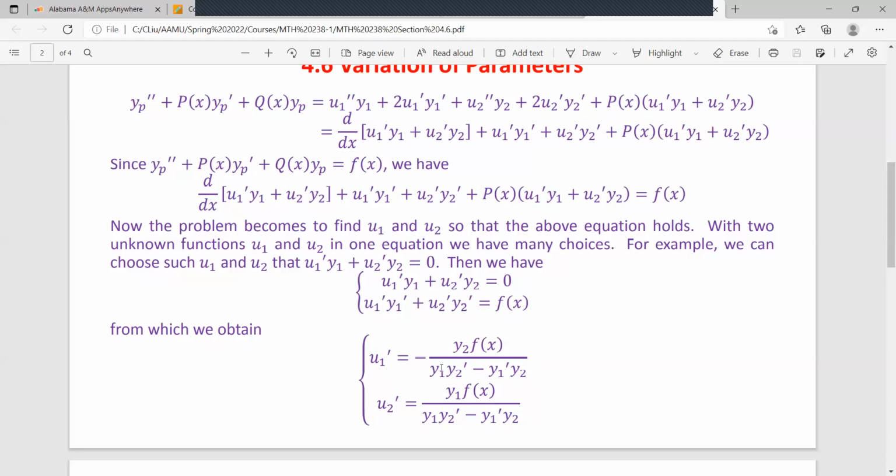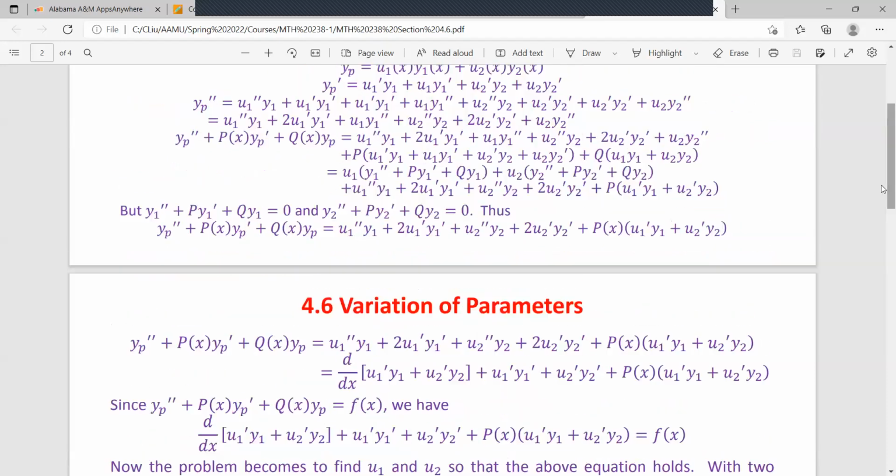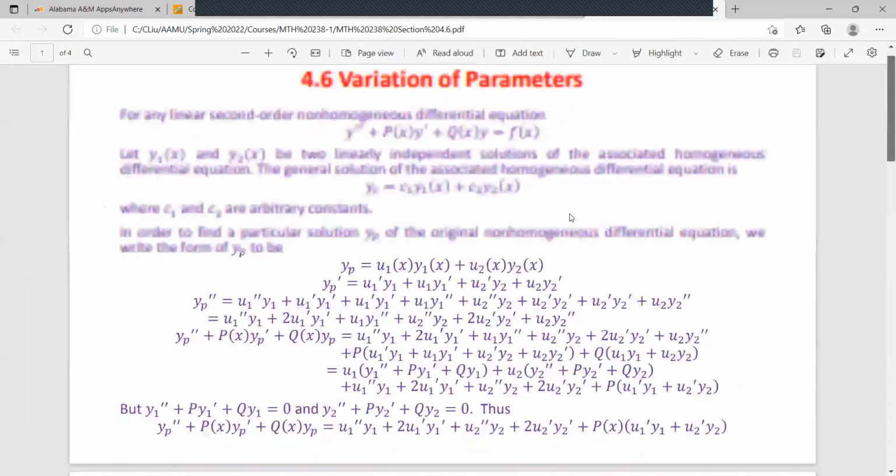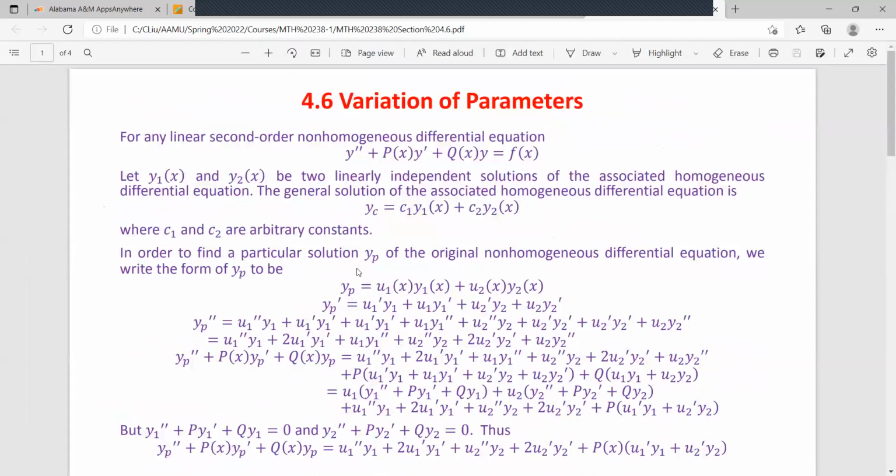Then you can just simply integrate each equation to obtain u1 and u2. Then you just plug back into the original expression for yp. So we solve for u1 and u2, and then y1 and y2 are given, or we can find those easily from the first step. So in this way, we found a particular solution of the non-homogeneous equation.